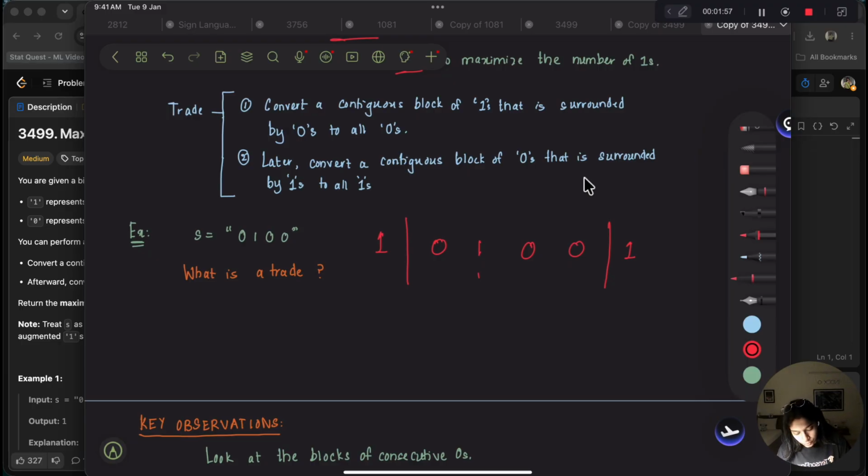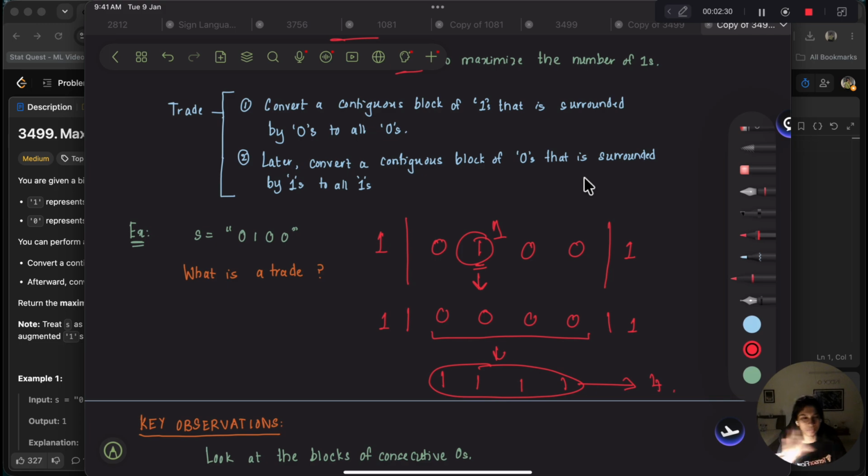So let's check the first step of the trade. I'm going to take this one because there's only one block of ones, right? And convert it to a 0. So now we have 0, 0, 0, 0, okay? And then we have ones to the side. Then we do the second part. We have a contiguous block of just zeros, which is surrounded by ones. By default, the ones are there. We're going to convert this to all ones. 1, 1, 1, 1. Okay? And now our active blocks went from being just 1 to a count of 4 active blocks. Active blocks is just the count of ones which are present in the string. Okay?